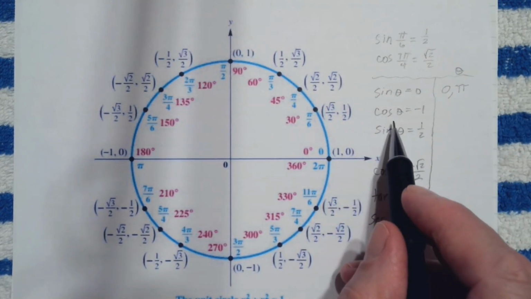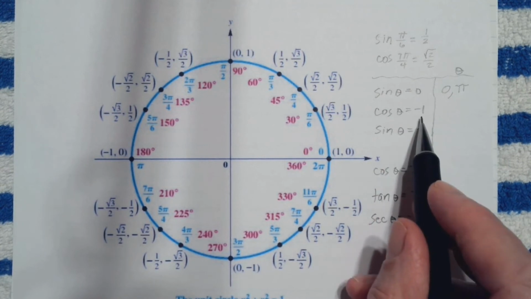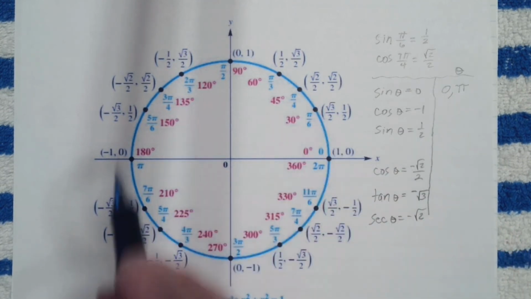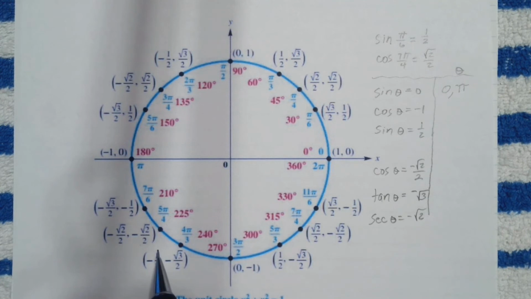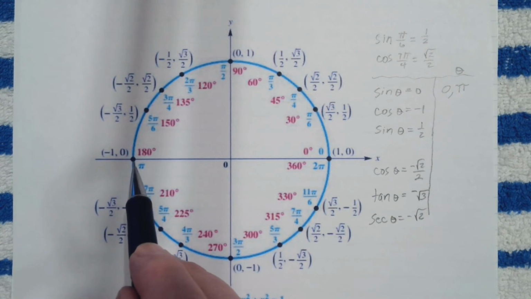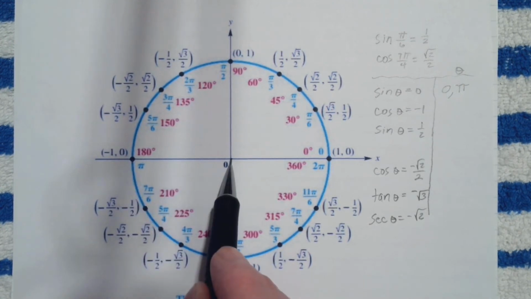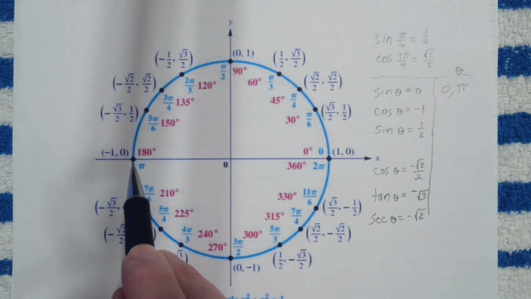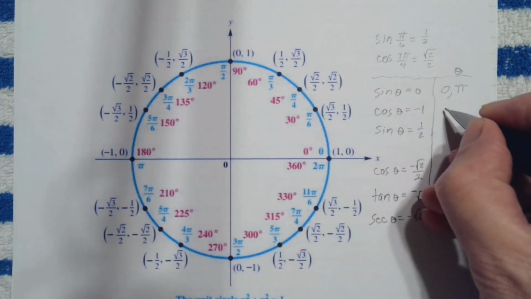Okay, let's go to cosine. Cosine of theta is -1. Well, for all these points, where is the x value -1? Well, that happens right here. In fact, there's only one point where our x value is going to be -1. And that would be right here at pi.